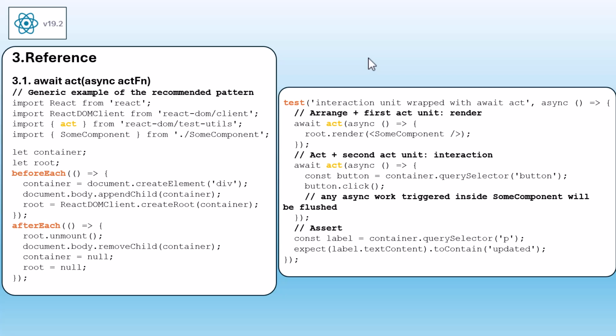3. Reference. 3.1. Await Act, async Act fn. When writing user interface tests, we normally think in terms of interaction units. Rendering a component, simulating a user action, or triggering a data fetch are all typical units of work. Act ensures that all the updates associated with such a unit are completed and reflected in the rendered output before we evaluate the result. The name Act comes from the arrange-act-assert pattern, which describes the typical structure of a test: prepare the environment, perform an action, and then write assertions based on the expected outcome.